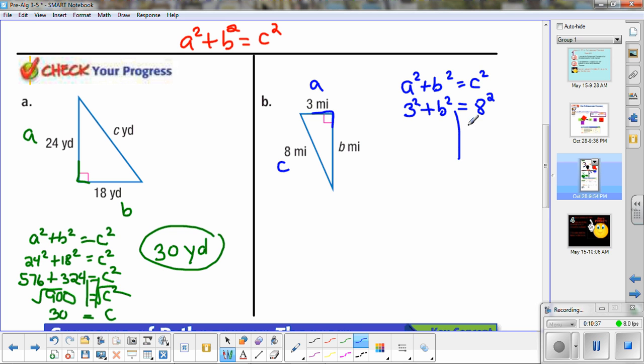Now let's go ahead and simplify this before we go to solve it. 3 squared is 3 times 3, which is 9. We're going to leave that as B squared. And then 8 squared is 8 times 8, which is 64. Now to get the B alone, I have to first get rid of this 9 by subtracting 9 from both sides. 9 minus 9 is going to be 0. 0 plus B squared is just B squared. And on the other side, 64 take away 9 is 55.